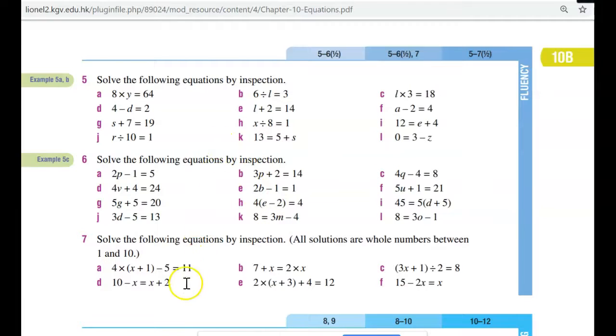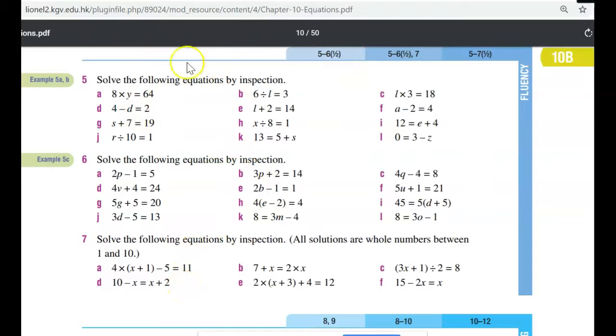Okay, they do get a bit harder. Question 5 is what we call a one-step equation because you really only have to do one thing. Question 6 are kind of two-step equations. So for example, 2p minus 1 equals 5. First I'm doubling p and then I'm subtracting 1. So I'm doing two things to p to get the answer 5. So we have to kind of undo both of those things.